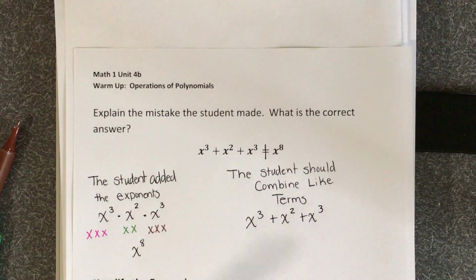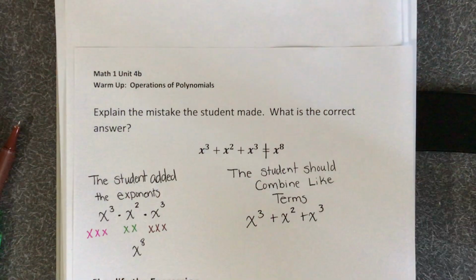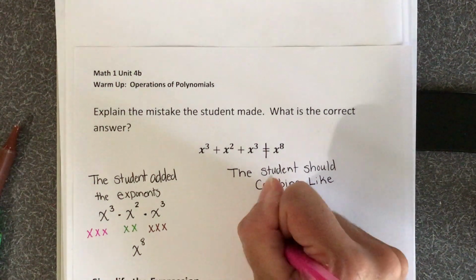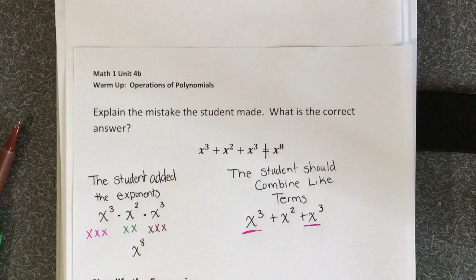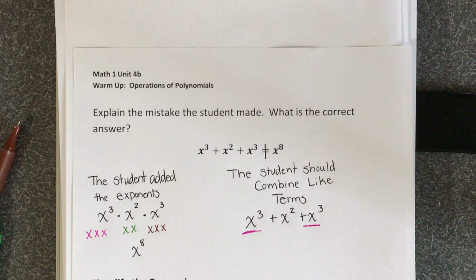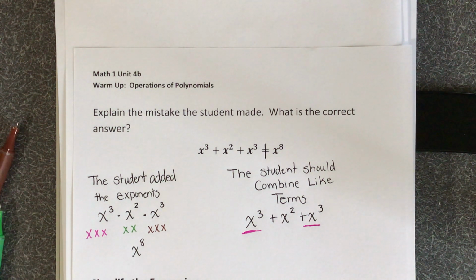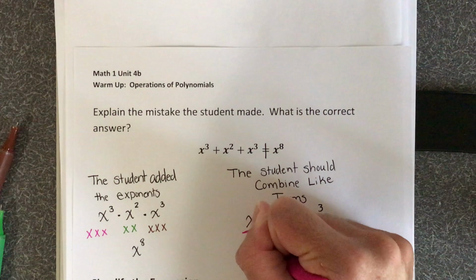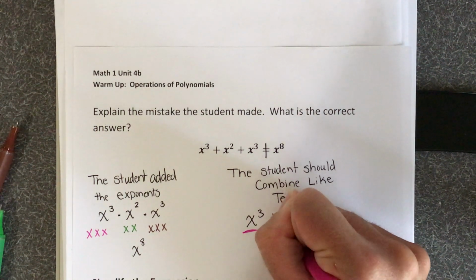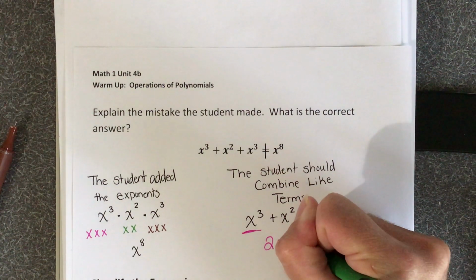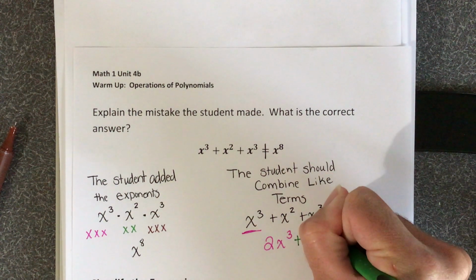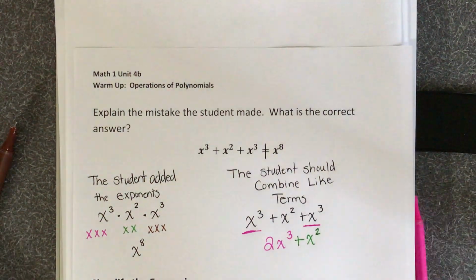If you remember in the last slides, we talked about the look of each of these terms. You see this x cubed and this x cubed, they both are called cubic functions. They have that same look. And so you can only put like functions together. So how many x cubes do I have? I have 2 x cubes, and then I have the 1x squared. So my correct answer is 2x cubed plus x squared.